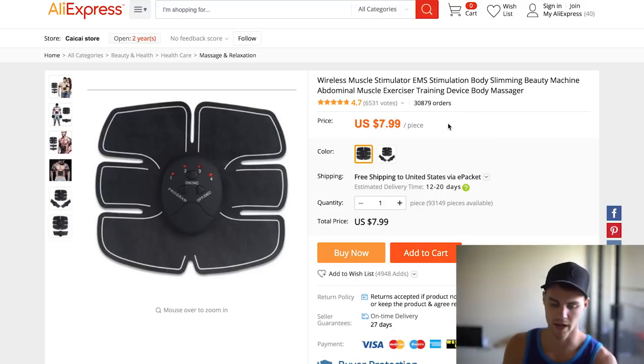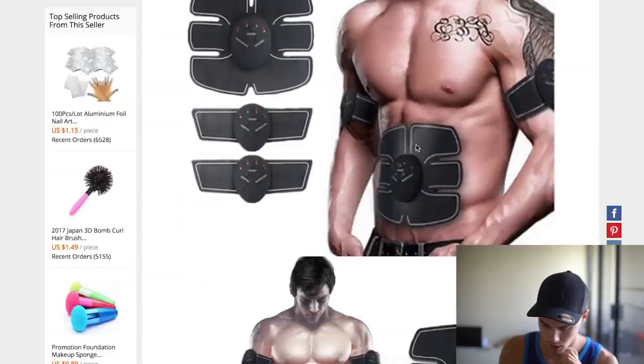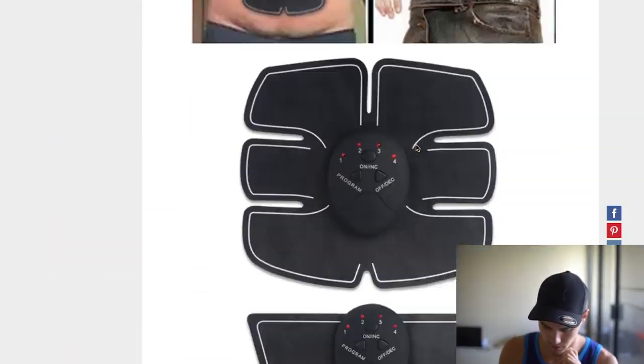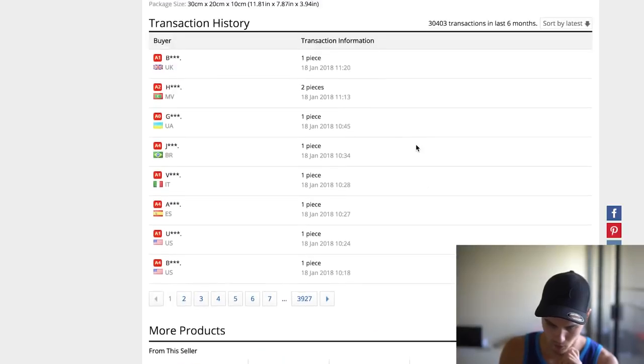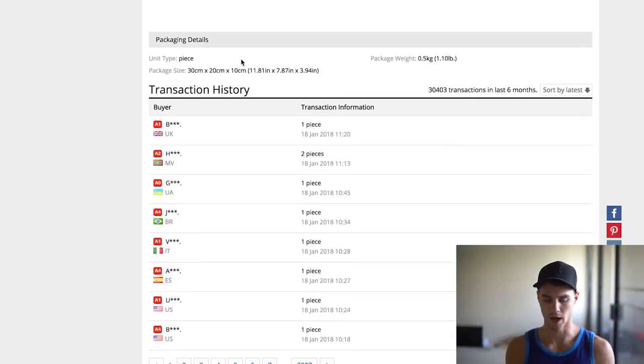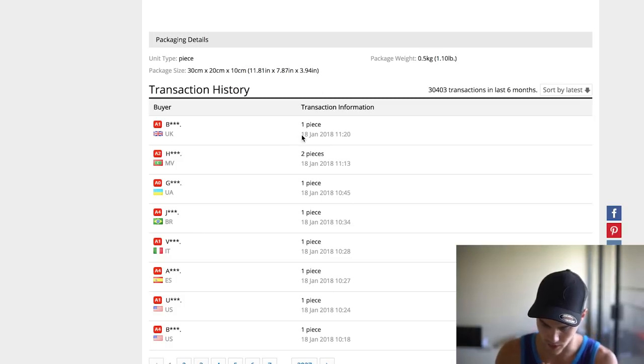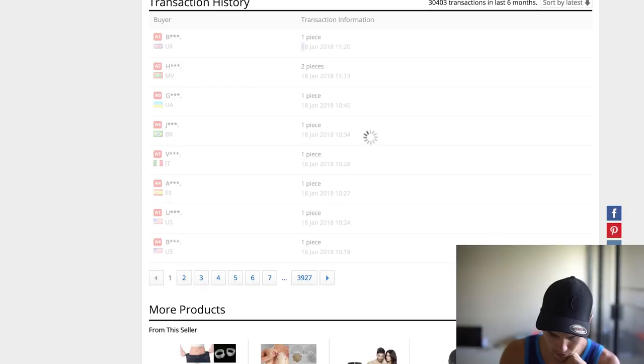One thing that I like to look at when I'm looking at products is obviously the order count, but also if we scroll down past all these photos, where you see transaction history. What I like to see on this is that it's making tons of orders or tons of sales every single day, and that people are buying more than one, okay? So what you can look at is, 18th of January here. I like to see at least one page full of the same day, and today is obviously the 18th of January. So let's go to page 2.